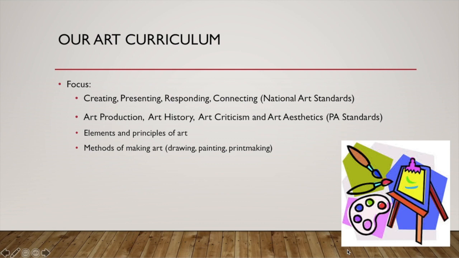In grades kindergarten, first, and second grade, we also talk a lot about the elements and principles of art, mostly the elements of art focusing on line, shape, color, space, texture, and form and value as well. We tend to focus a lot on the methods of making art, usually a heavy focus of drawing, painting, and printmaking.